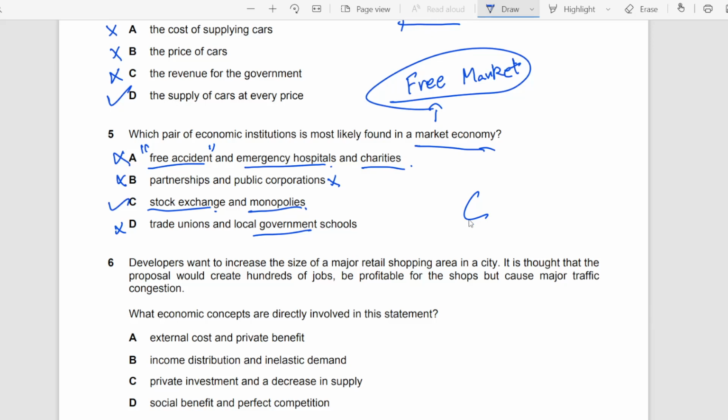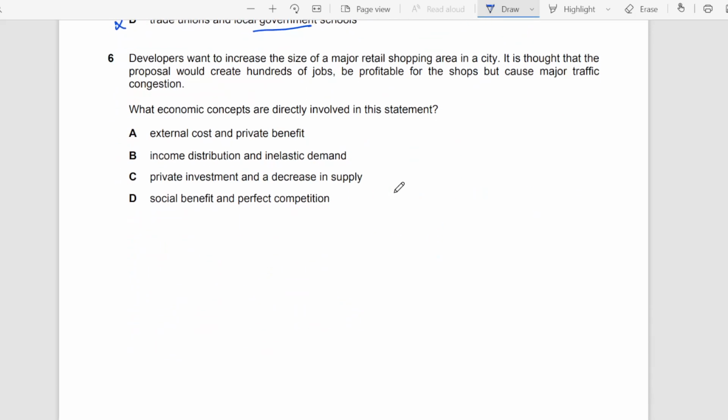Moving on to the next question, guys. Question number 6. Developers want to increase the size of a major retail shopping area in a city. It is thought that the proposal would create hundreds of jobs, be profitable for the shops, but cause major traffic congestion. Okay, so there's a new retail shopping area that's being constructed in a city. It is thought the proposal would create hundreds of jobs, be profitable for the shops, but cause major traffic congestion. Now let's see what the question is. What economic concepts are directly involved in this statement?